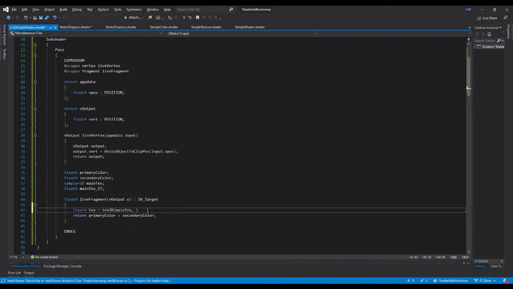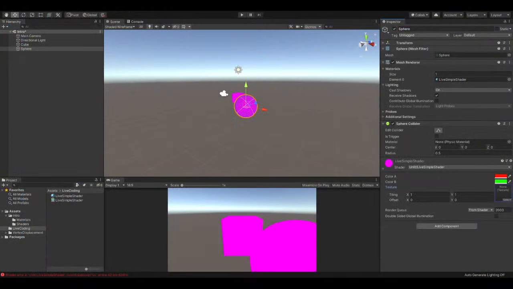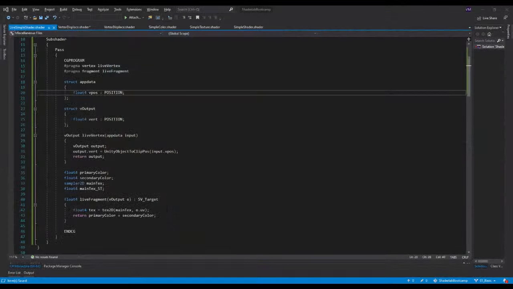How is the UV mapping done? So o.uv. Now where does this UV come from? UV comes from the output structure, but does our output structure consist of UV? No. Why? Because our input does not say so. So what are we going to get? We will get a pink screen, a pink shader. That's it. Now let's quickly solve that.